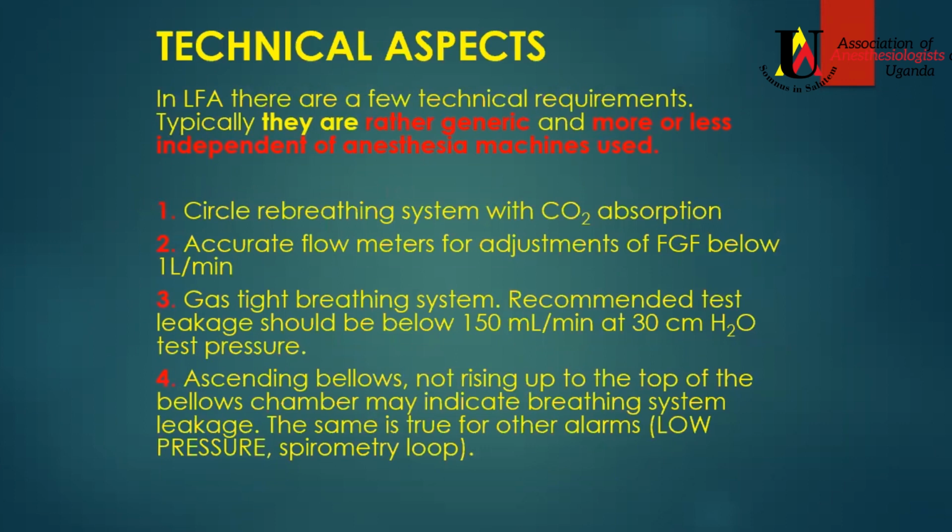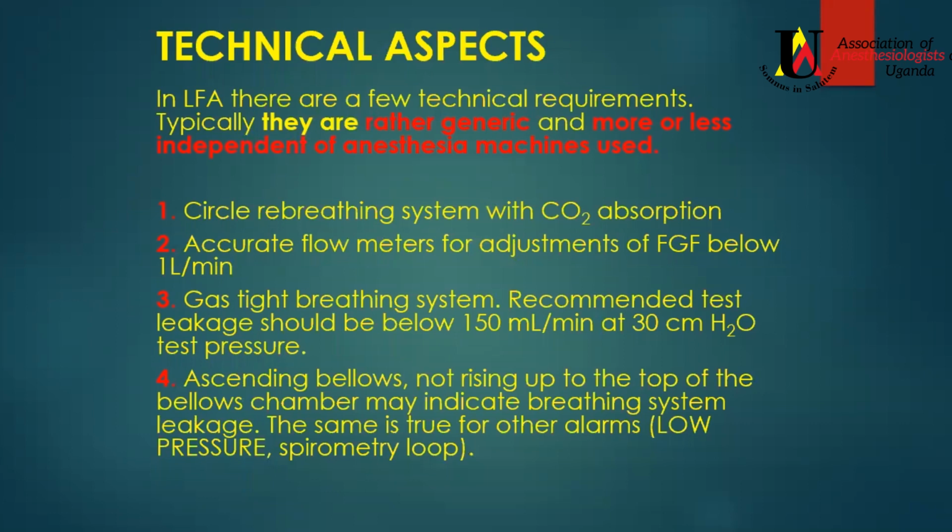In low flow anesthesia, there are a few technical requirements. Typically, they are rather generic and more or less independent of the anesthesia machine. So there are certain things that you need. You need a circle rebreathing system with CO2 absorption. You need accurate flow meters for adjustment of fresh gas flow below 1 liter. Now, this is something you have to check by yourself: how low can your flow meters actually go? The ones which are not digital are very hard to measure, because most times you jump from this to 1 liter. You can't really give like 850. They are very difficult. If you have digital flow meters, it's quite easy to do this.